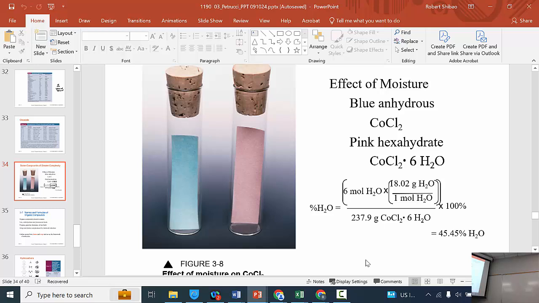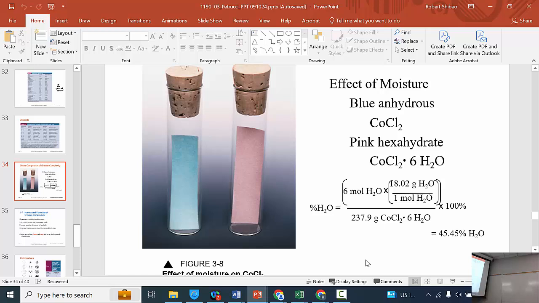We buy lots of this stuff. This is called Dryerite. And you know what we use Dryerite in? Our desiccators. And so this is our desiccant. So what we do is we put the blue cobalt-2 chloride anhydrous in there, and then that sucks the water out of the air.